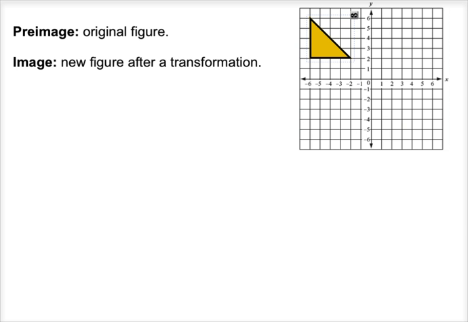First two words that we need to know are pre-image and image. A pre-image is just the original figure. So if I look over to the right, this triangle that I see I can call the pre-image. If I do something to it, either rotating it, flipping it, or just sliding it over, this new shape that I have would be called the image. So original shape is the pre-image, the new figure is the image.